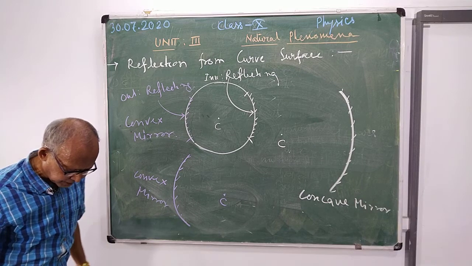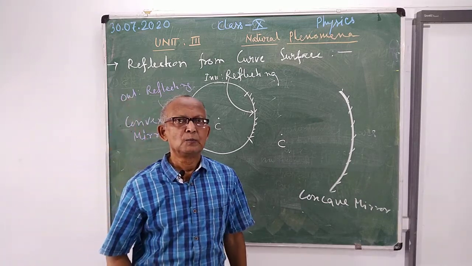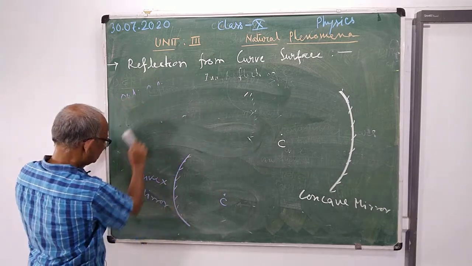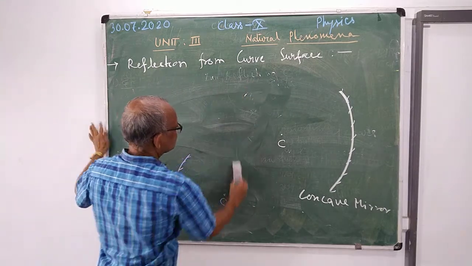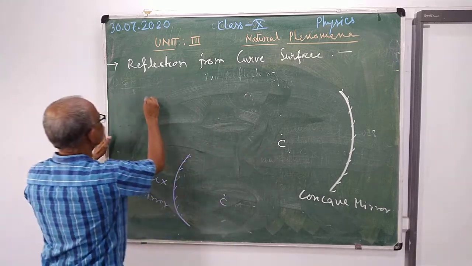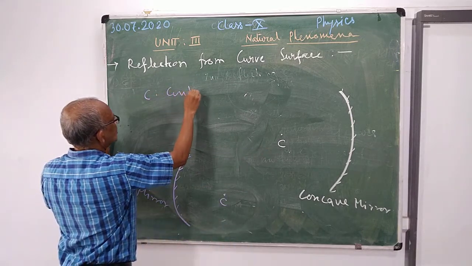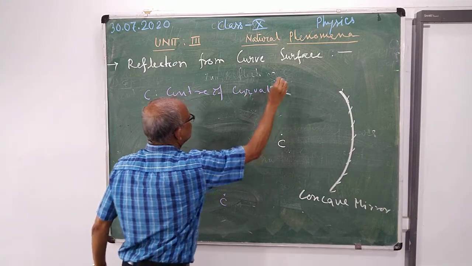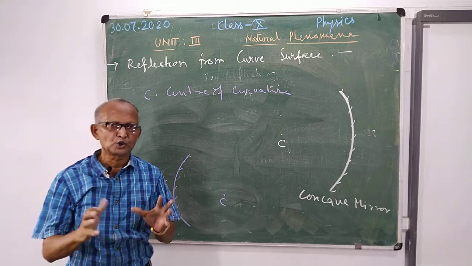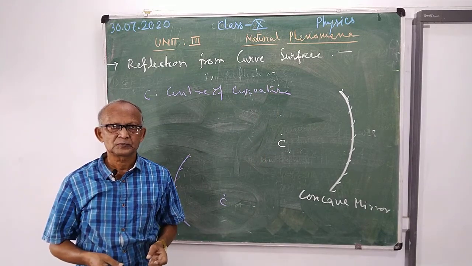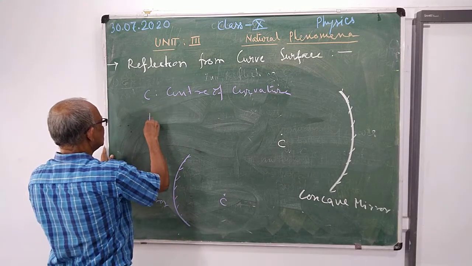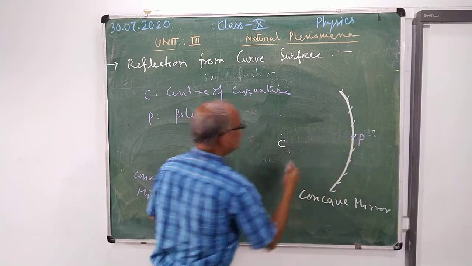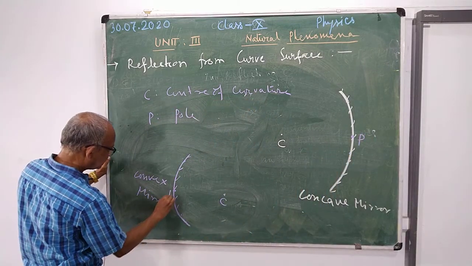So let us come to some important terms. First of all, C stands for center of curvature. It is the center of the whole sphere of which the mirror is a part.